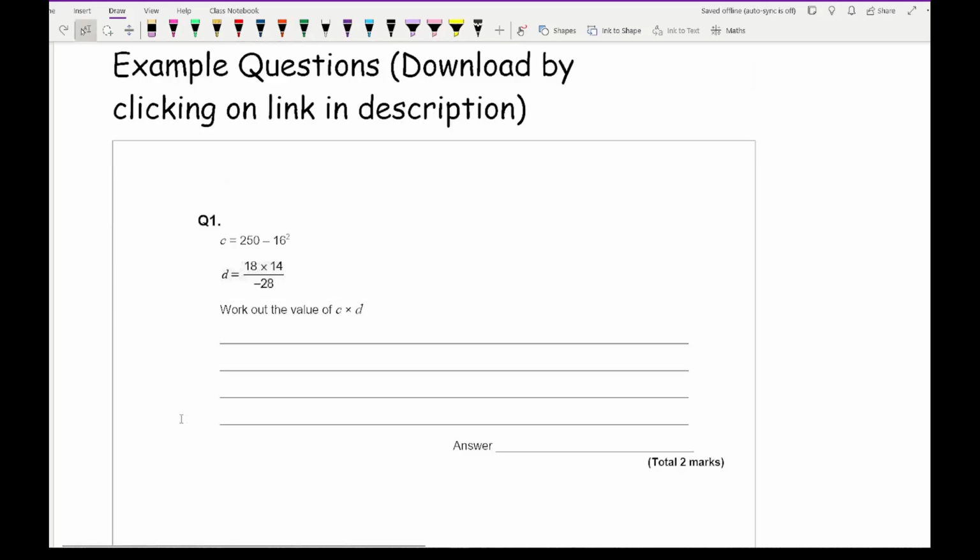So here I would say you would get 2 marks if you get the correct answer. Now there's a couple of ways in which you could do this. You could either work it out separately, so if I do 250 minus 16 squared on the calculator, I end up with an answer of minus 6.